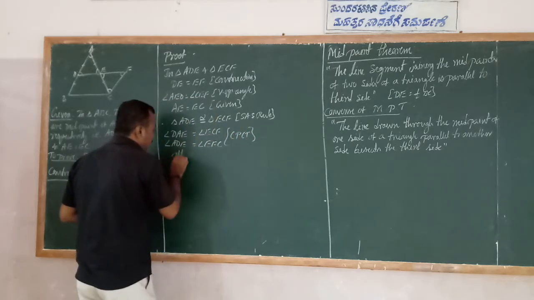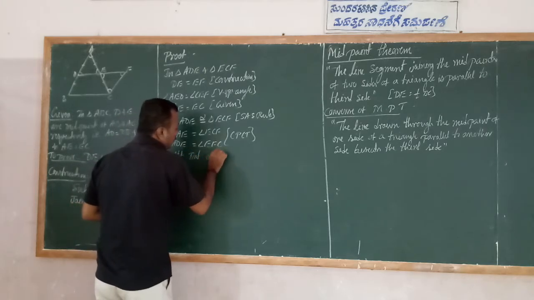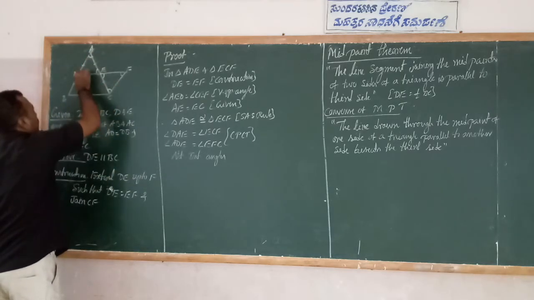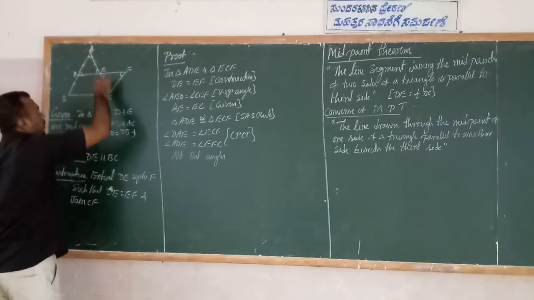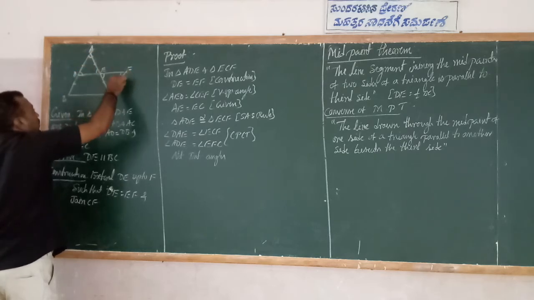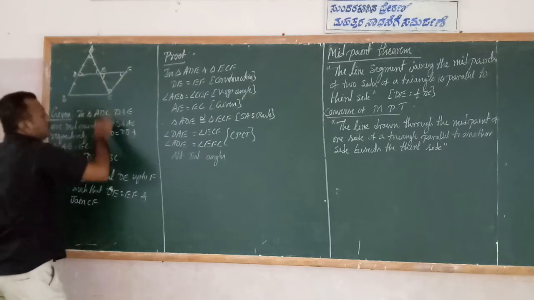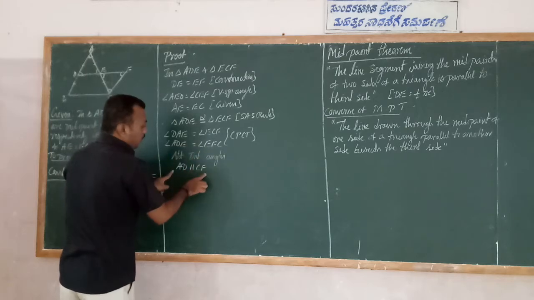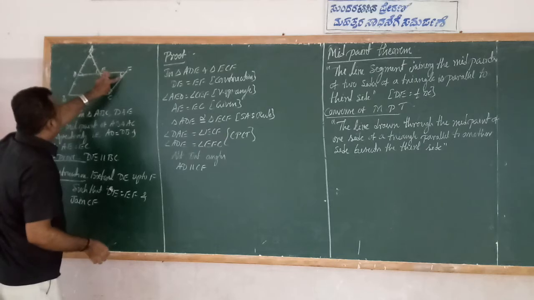These two are alternate interior angles. Correct? When these two angles are equal, so when these two are alternate angles, this is a transversal and this is a parallel line. Therefore, when these two angles are equal, AD is parallel to CF because these two are alternate angles. Correct? AD is parallel to CF, and also these two are parallel.